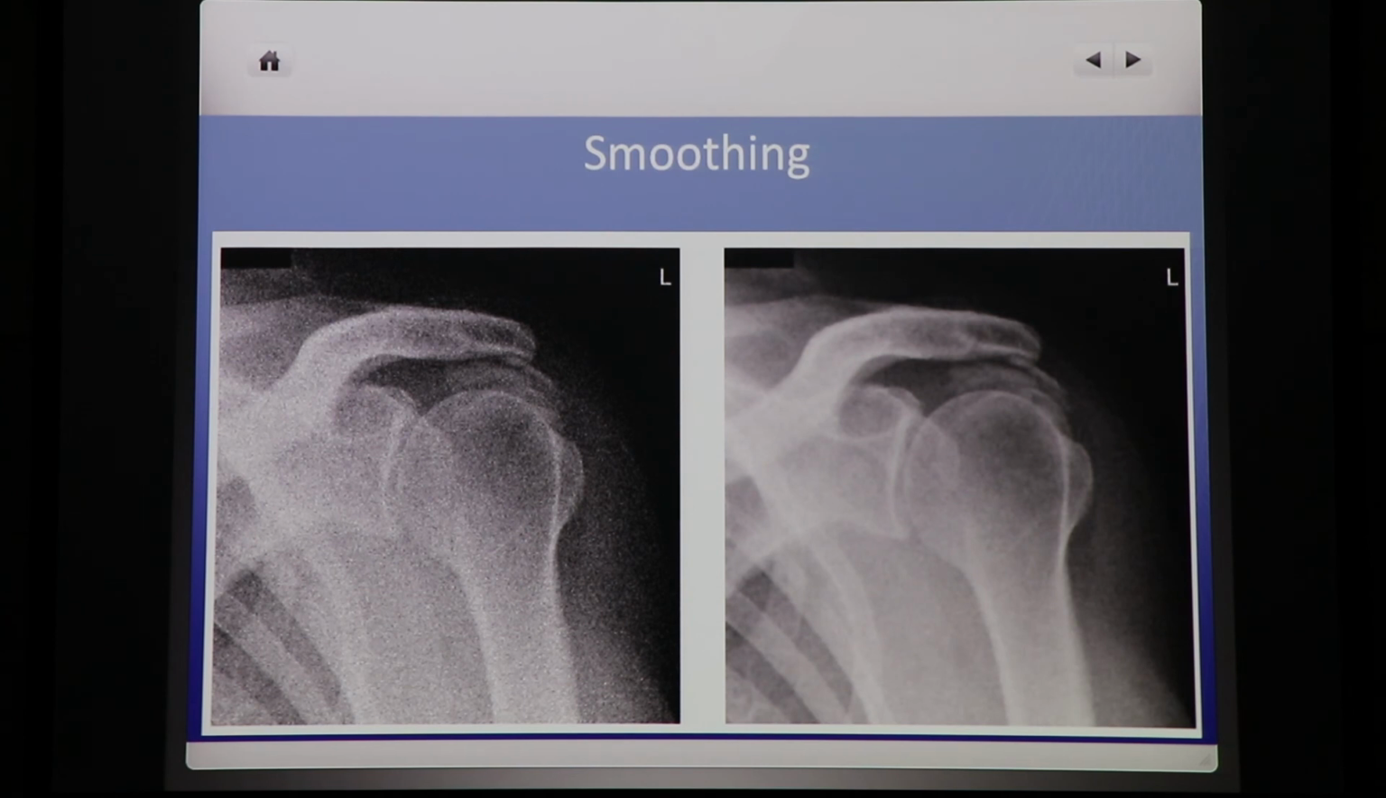Here's a good example of smoothing. You can see the image on the left is very grainy, and so they've applied smoothing processing. It's still not crisp. It almost looks a little blurry on the right, but you have lost that intense graininess. And that is it.